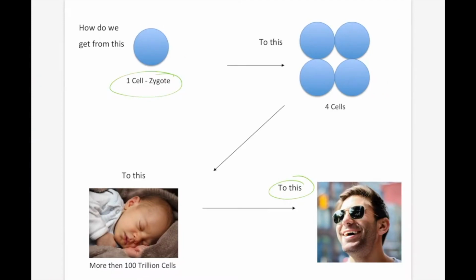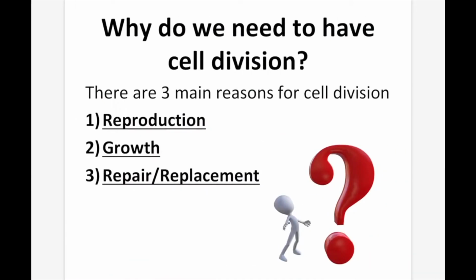Well, it's simply through cell divisions. Our one cell becomes two cells, which becomes four cells, which becomes trillions of cells, which becomes multiple trillions of cells, with an average of approximately 37 trillion cells. So why do we need to have cell division? Well, there are three main reasons for cell division. Number one, reproduction. Number two, growth. And number three, repair and replacement.